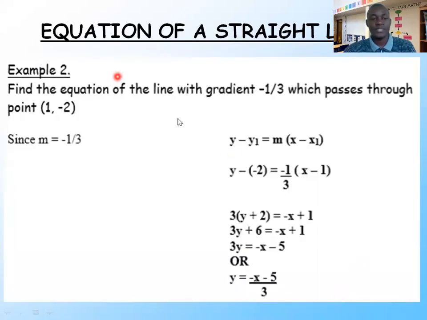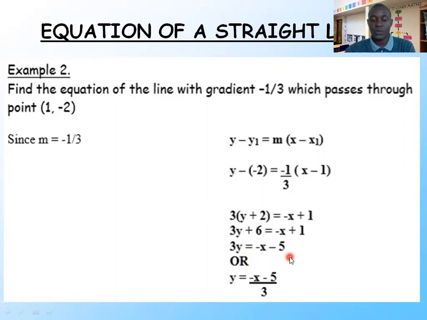All right, now for our final example in this lesson today, we have find the equation of the line with gradient minus 1 over 3, which passes through the point 1 comma minus 2. As always, as previously done in the last example, we substitute in our equation and then we simplify. Of course, when we simplify, we come up with 3y equals minus x minus 5.